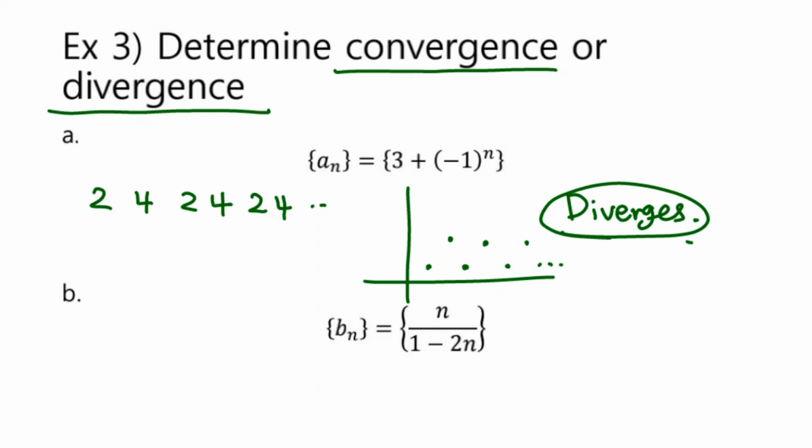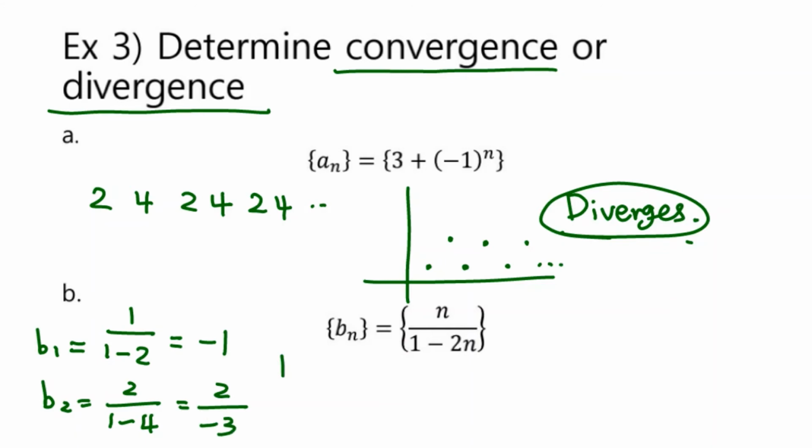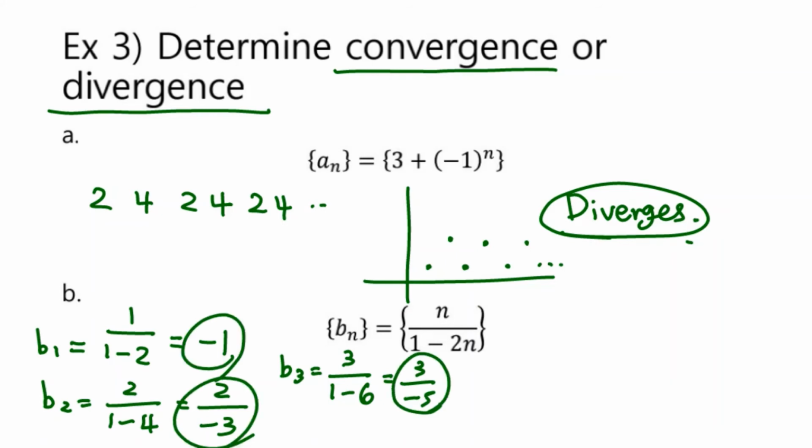b_n is n over 1 minus 2n. So can we find some terms of the sequence? b1 would be 1 over 1 minus 2, which is negative 1. b2 is 2 over 1 minus 4, so that is 2 over negative 3. b3 is 3 over 1 minus 6, which is 3 over negative 5. So it's kind of hard to see whether it converges or diverges. So let's do it in a different way.